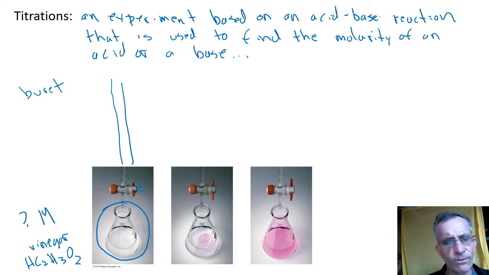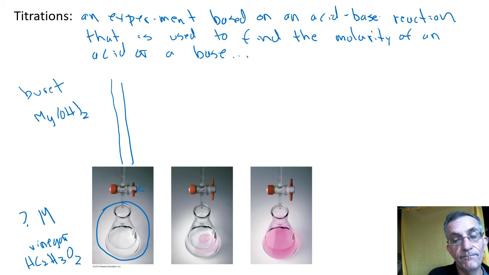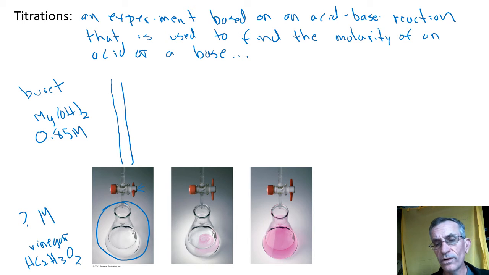So in the example that we're going to work on in a minute, let's pretend we used, I don't know, magnesium hydroxide. And we put it in the burette. Now, we would have to know the concentration of it. So in the example we're going to do in a minute, we're going to imagine that that magnesium hydroxide is 0.85 molar. So we're going to add the magnesium hydroxide slowly into the flask, and the acid and the base are going to react with each other.